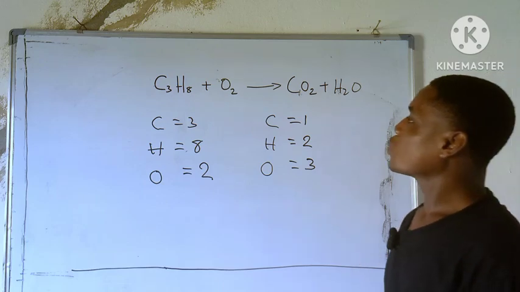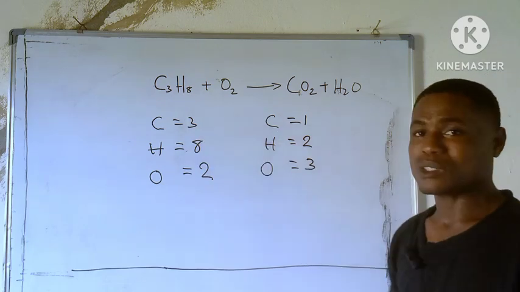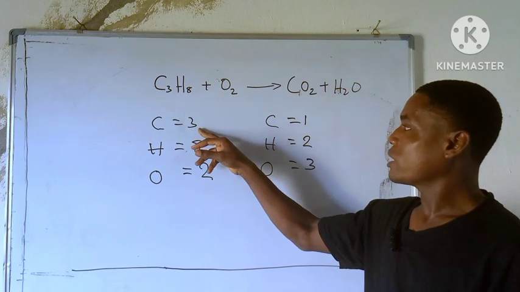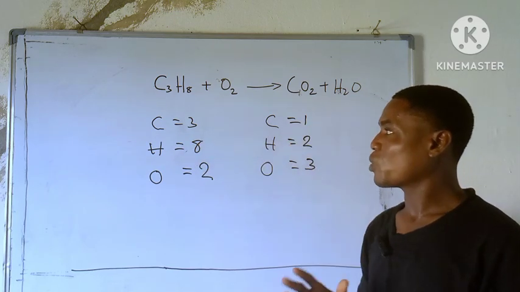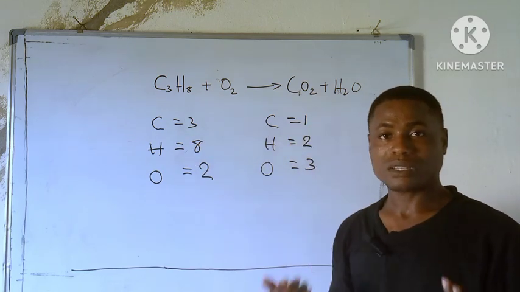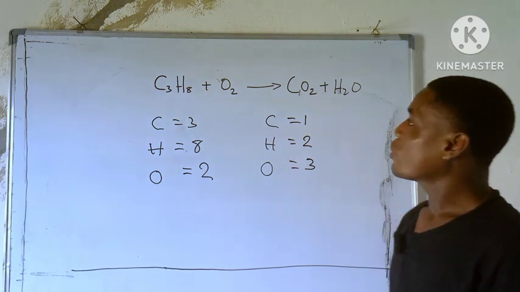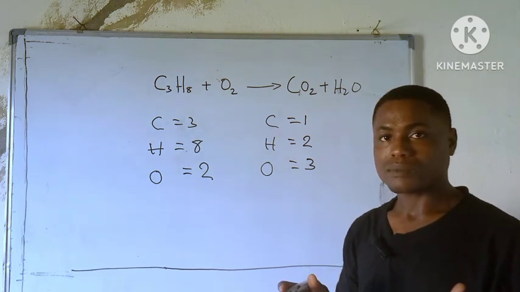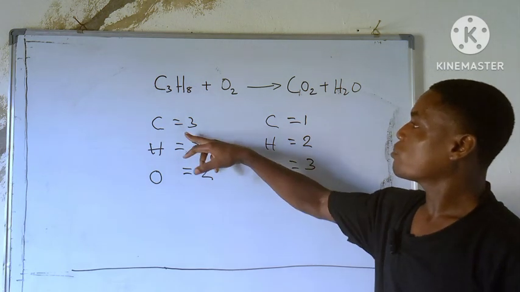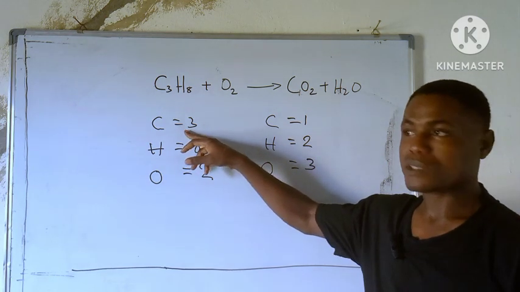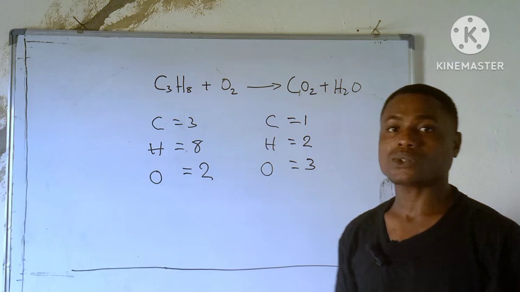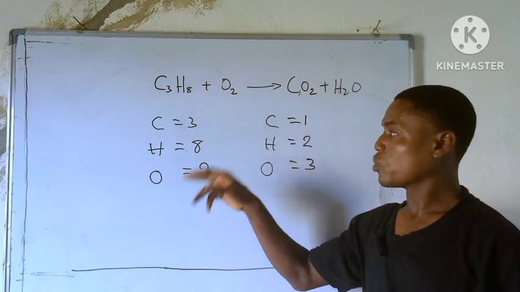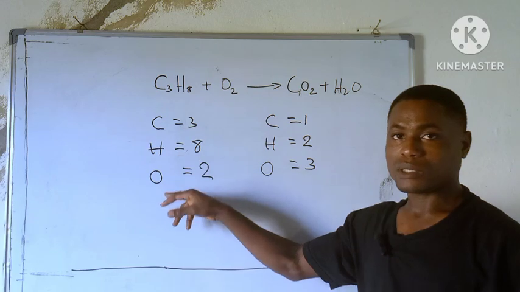Now, what are we going to do? Since this chemical equation is not yet balanced, we are starting from carbon. Carbon here is 3, here is 1. They have 2 different atoms, right? So what we need to do is to change the coefficients. Since the carbon at our left side and the right side is not yet balanced, let's first of all balance the carbon atoms, then we come to hydrogen and oxygen.